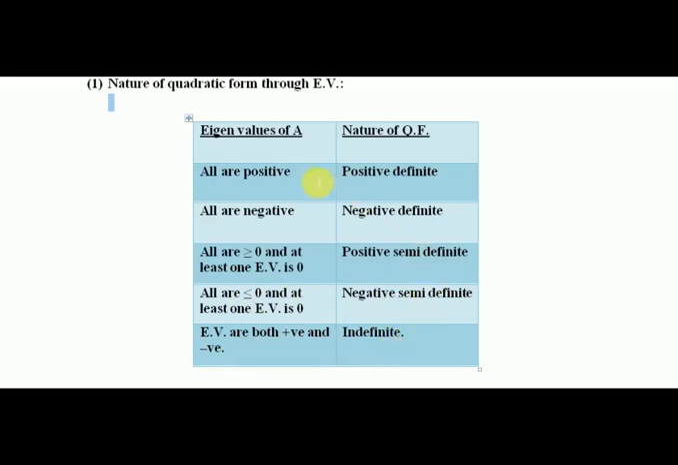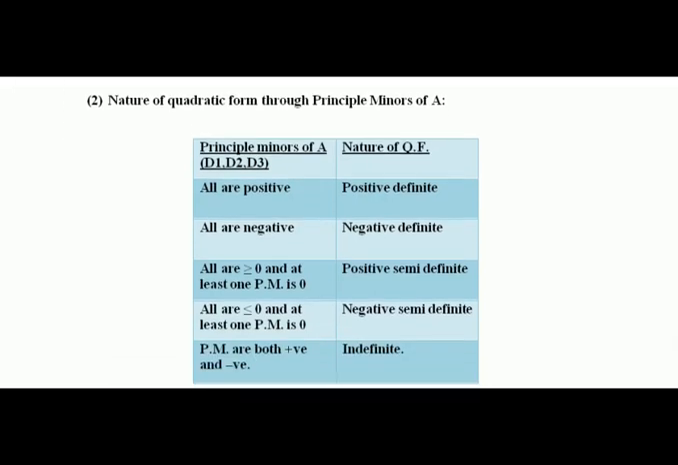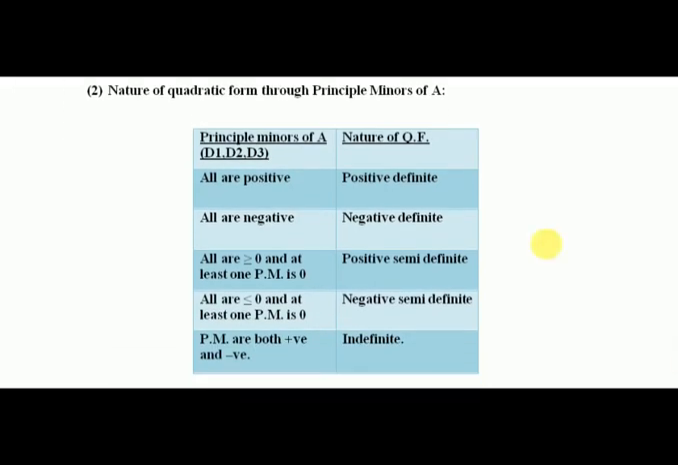So this is the table using eigenvalues, and we have one more, the nature of the quadratic form through the principal minors of A. This is the table we need to follow, and it is also the same as before with eigenvalues. Here the principal minors of A are D1, D2, D3. I will explain this later with an example problem. If all are positive, then we can say that it is positive definite. This is the same thing which we followed for the eigenvalues.